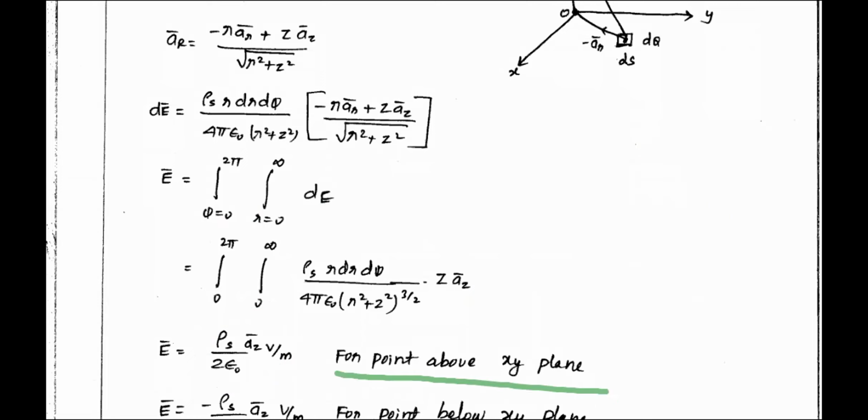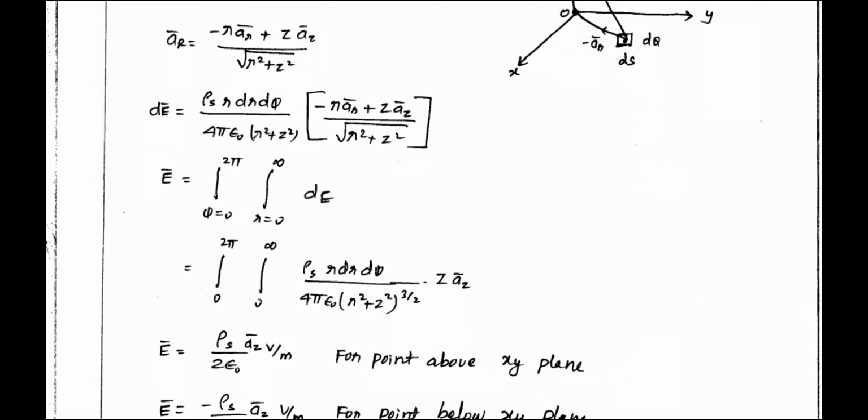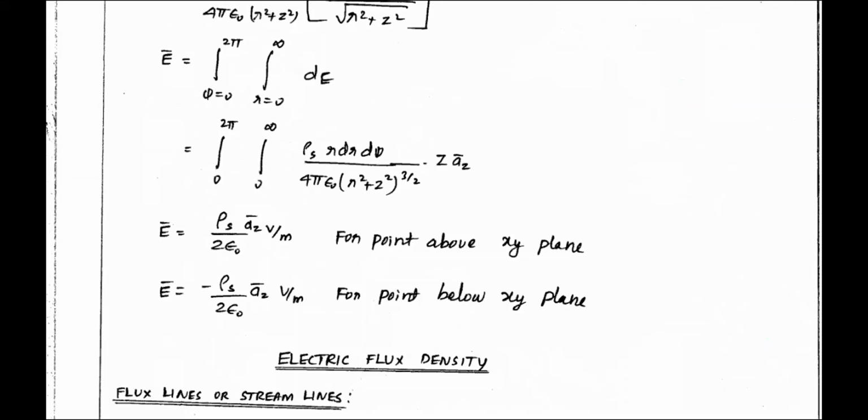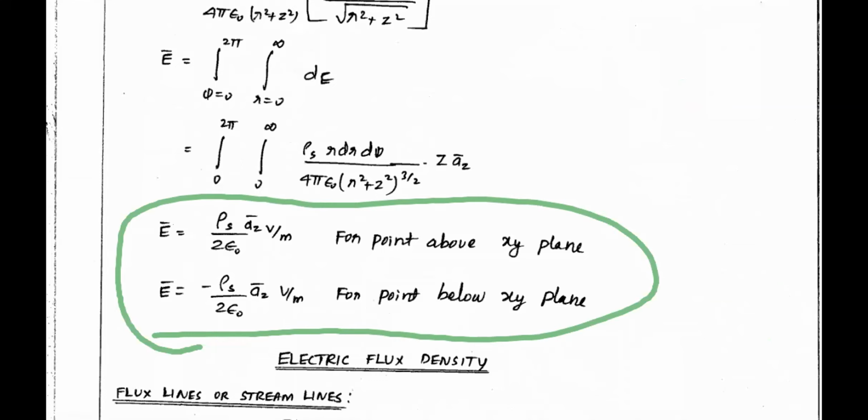If you choose above the xy plane, your direction will be a z cap. If you choose below the plane, your direction will be minus a z cap. So this is your final conclusion. What is the electric field due to an infinite sheet of charge? This is the idea. Next, I will go to Gauss law.